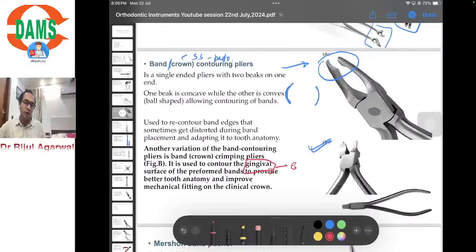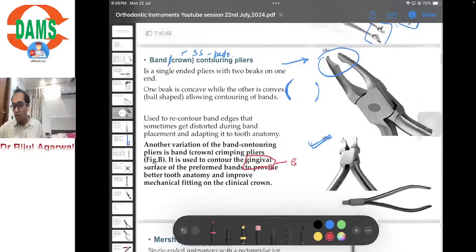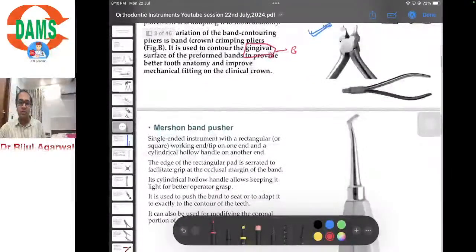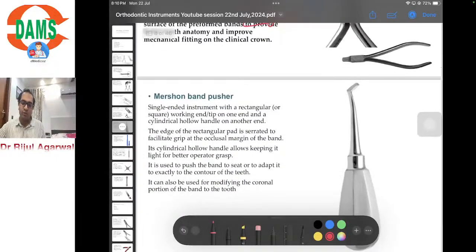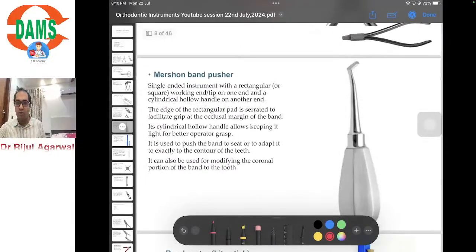And similarly, if you ask how do we adapt occlusally, because there is occlusal tapering as well, we do it with this band pusher. Although the band pusher's primary purpose is not that, we use it for that purpose as well. Coming to the next is the Mershon band pusher. Okay, it's a single-ended instrument with a rectangular working end tip and a cylindrical hollow handle on the other end. The tip is serrated.